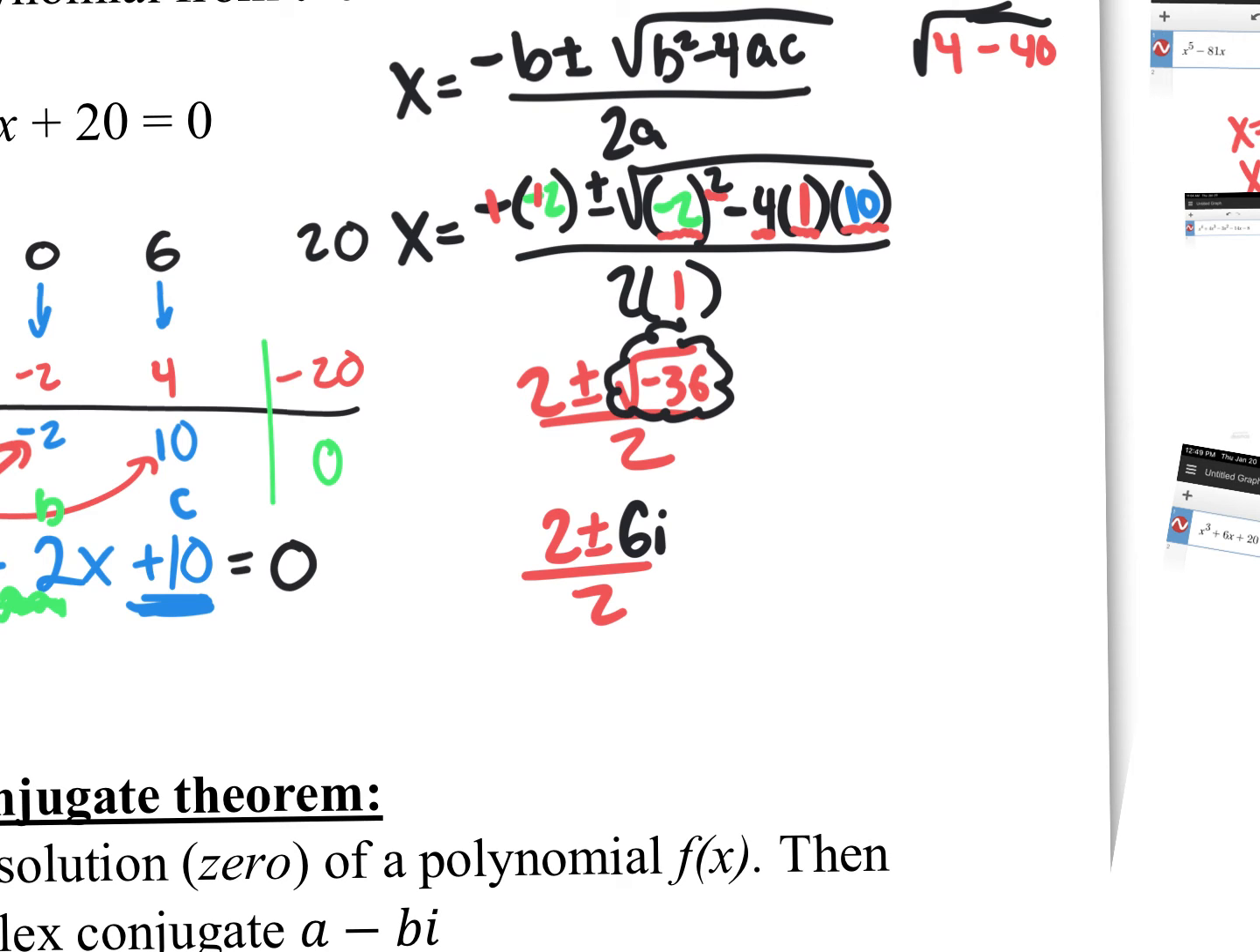And now from here, you could split the denominator 2 to each of these and then divide by 2, or you could just reduce all 3 of them by 2, and you'll have your final answer. Reduced by 2, you'll have a 1 right here and a 3 right there. So your final answer is 1 plus or minus 3i. And that is 2 imaginary answers.